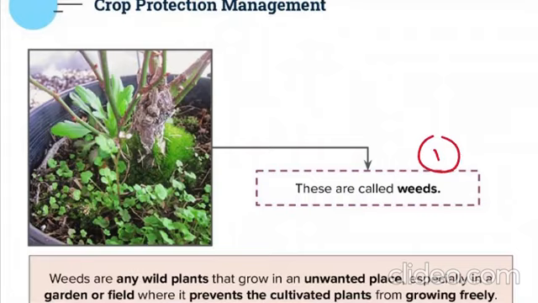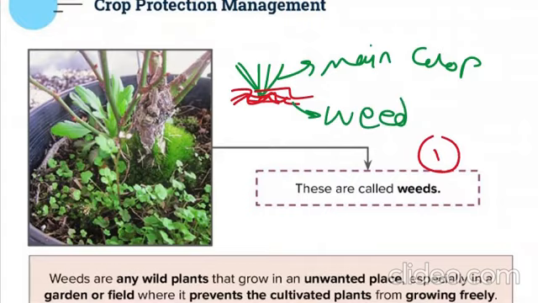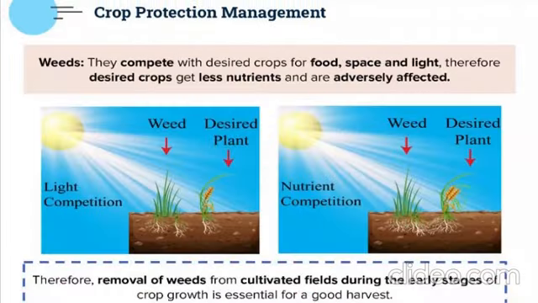First is weeds. If you see that this is my main crop, okay, near the crop there will be some extra plants, and they are unwanted. Those unwanted plants are known as weeds. So weeds are nothing but unwanted plants which grow with the main crop.